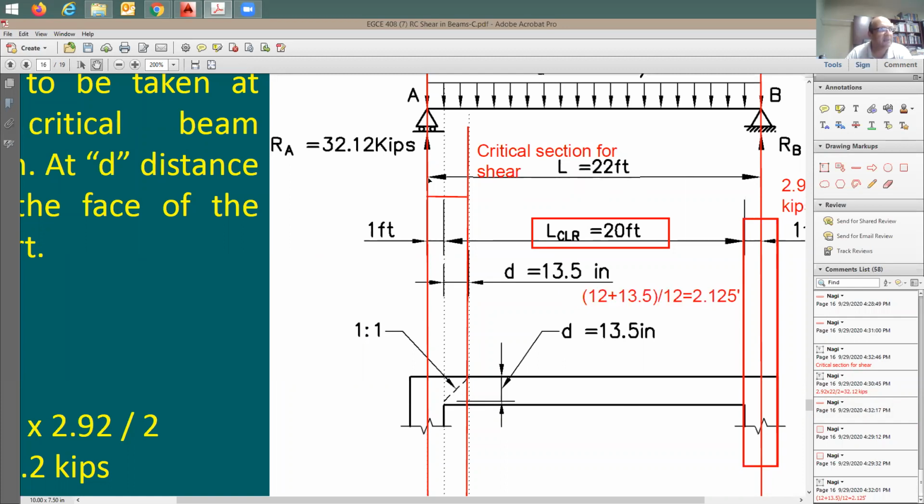So the total distance from the center of the beam, or center of support, center of column, to the critical section of shear is going to be equal to 2.125 feet. Any comments on this? Any questions? Where does the 12 come from? From here, the foot. Oh, okay, it's the foot. Okay, got it. You can write the equation differently. You could have written it as 1 plus 13.5 divided by 12. This also works, if you like.